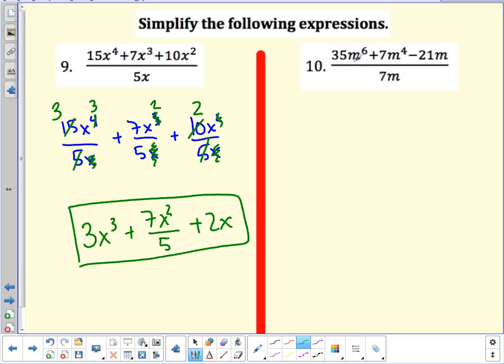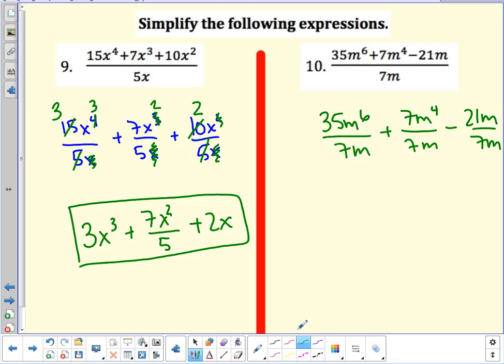And last example that we're going to do together today, 35m to the 6th over 7m plus 7m to the 4th over 7m minus 21m over 7m. And then reducing these, 35 divided by 7 is 5. M to the 6th over m, that's going to go away, and that's going to be m to the 5th. 7 over 7 is gone.